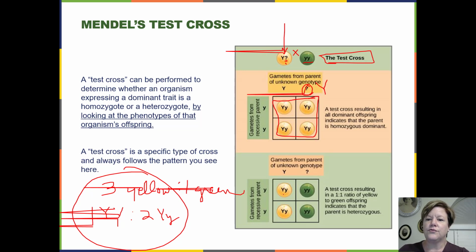If, though, you crossed a plant that had an unknown genotype to a plant that was green, and half of the offspring were yellow and half were green, it doesn't even have to be exactly, but some yellow and some green, then you would be pretty sure that this unknown allele in the parent was little y. So you're using the test cross to look at the offspring and decide what the full genotype of that one parent would most likely be. And that's how the test cross is used.